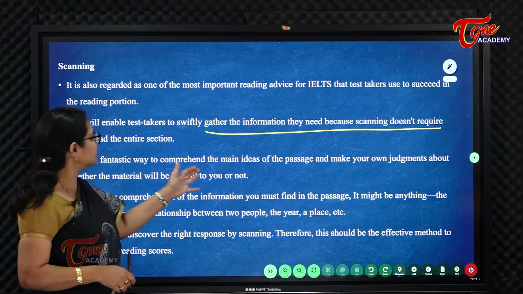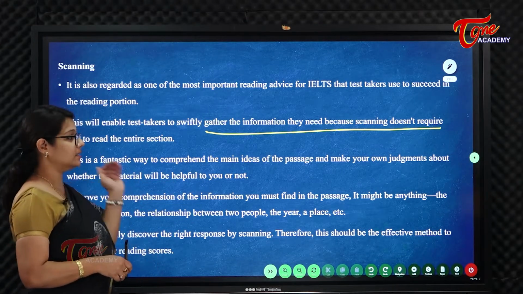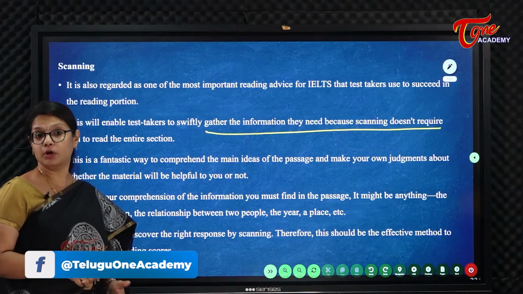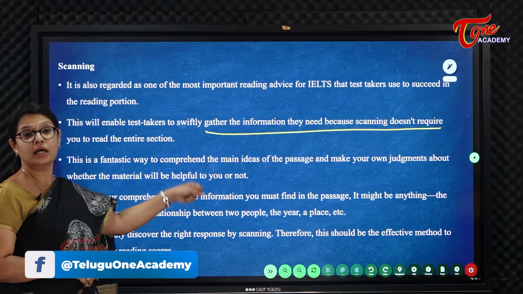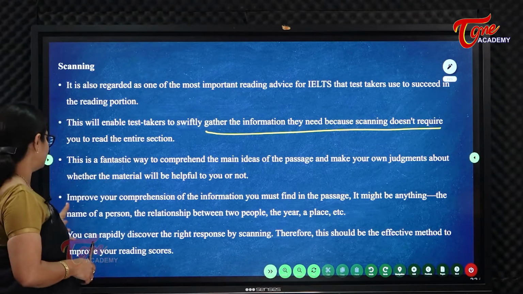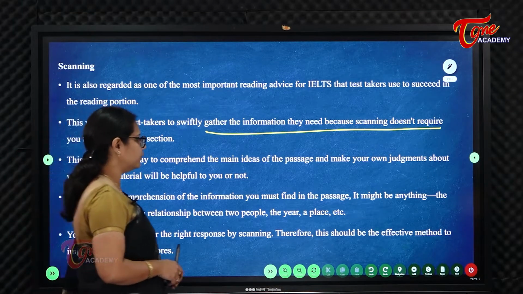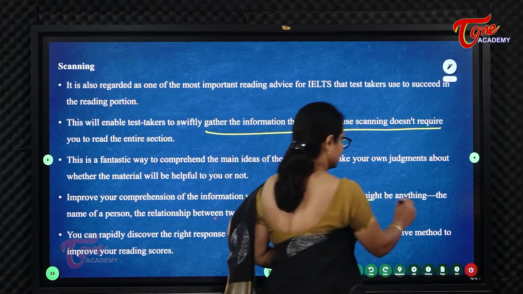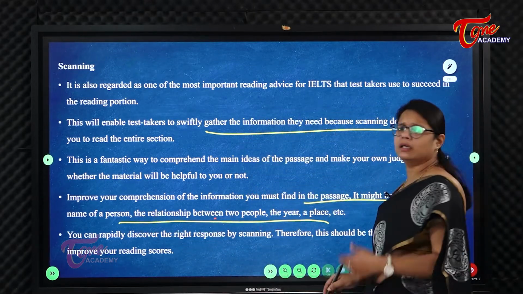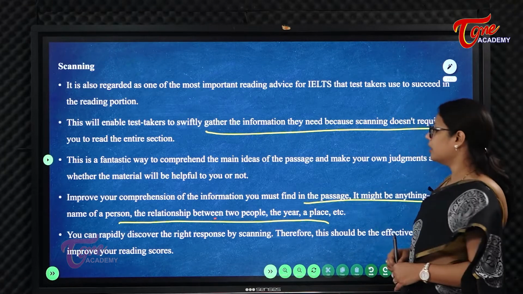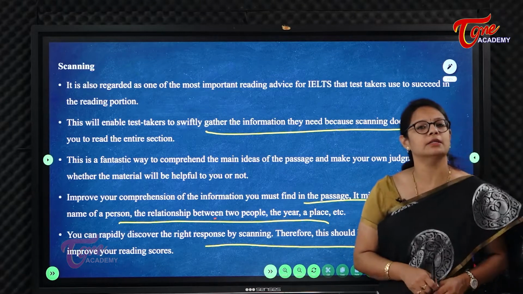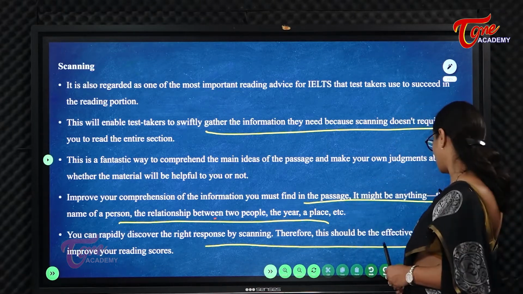Now, this is a fantastic way to comprehend the main ideas of the passage and make your own judgments about the writer's opinion or point of view, and also to make your own judgment whether this particular material or the paragraph that you're reading is going to be useful or not. To improve your comprehension of the information you must find in the passage, it could be anything, you know, the name of the person, the relationship between the two people, a year, a place, a day, a date, etc. You can rapidly discover the right responses by scanning. Therefore, this should be an effective method to improving your reading scores.